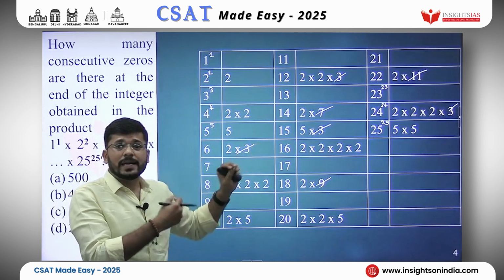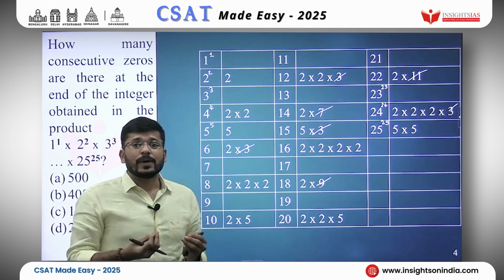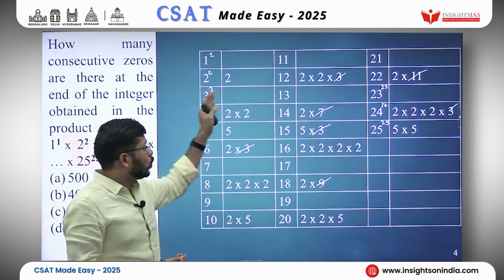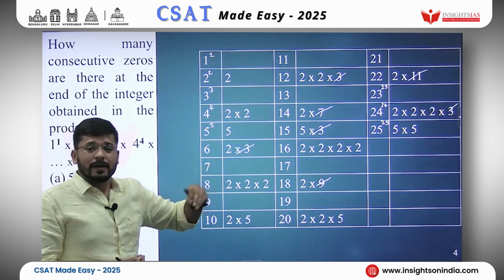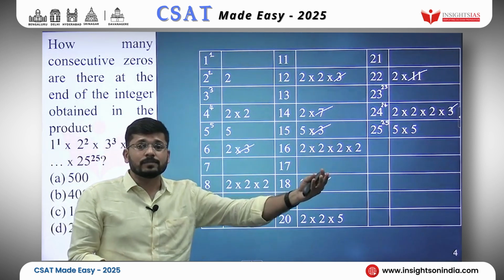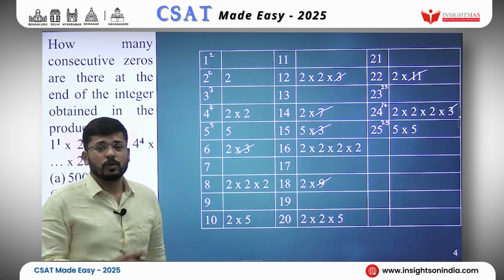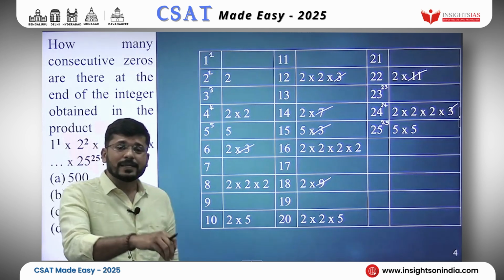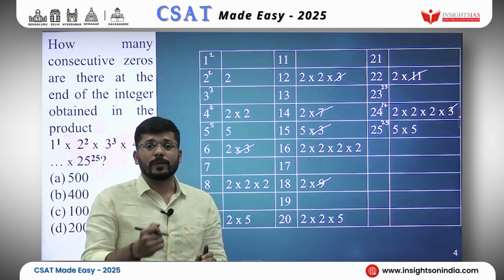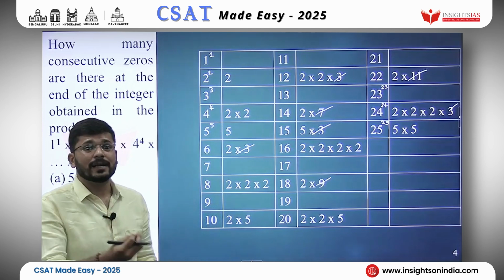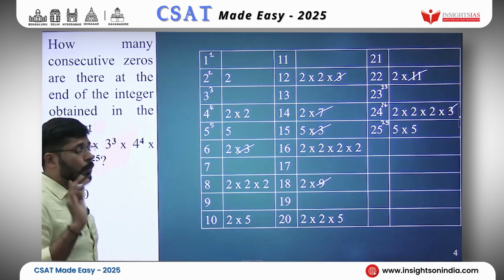Counting all the 2's doesn't give any benefit, because by looking at this chart, we know that the number of 2's is more than the number of 5's. So we will count only the number of 5's, and that will give us how many pairs of 2 and 5 we get, and that will give us how many zeros are there at the end of this product.